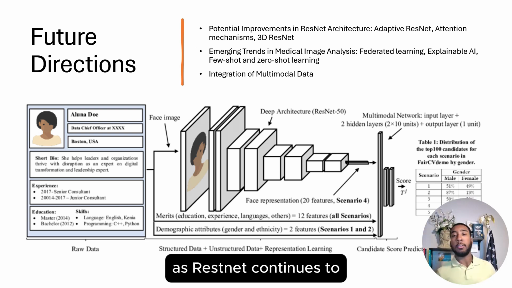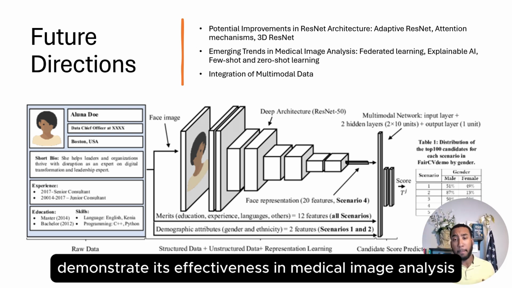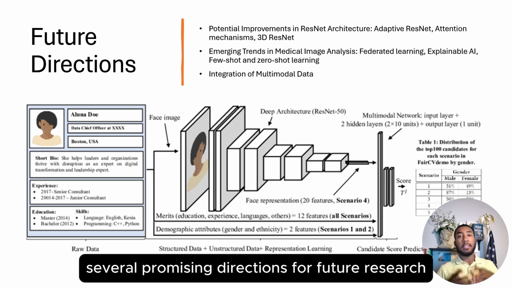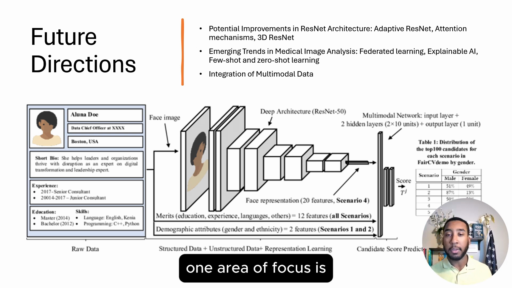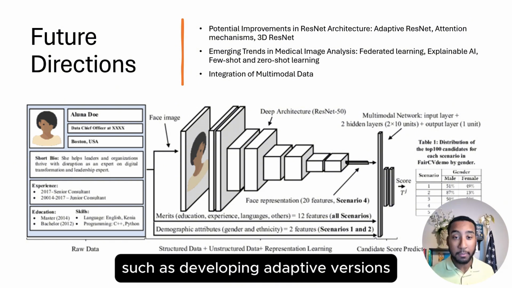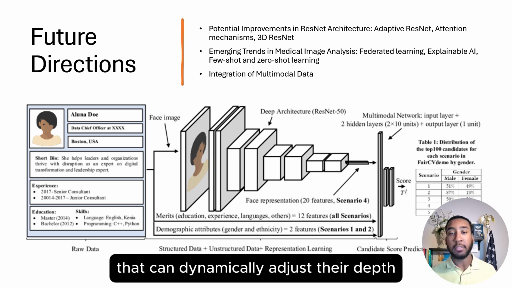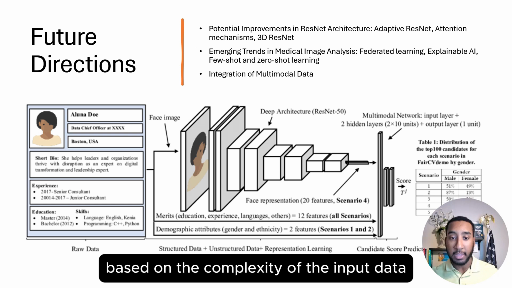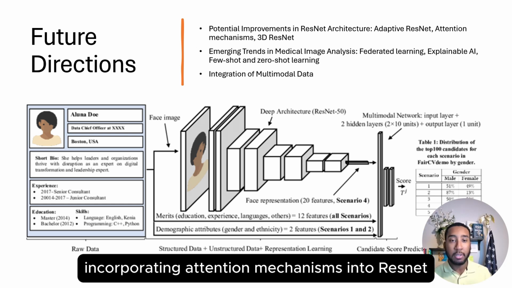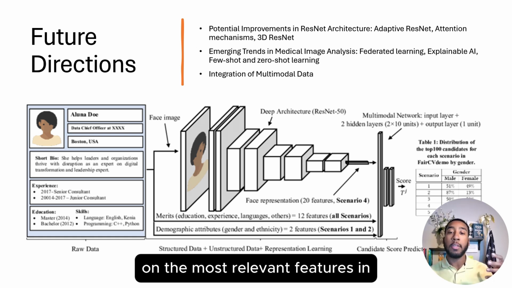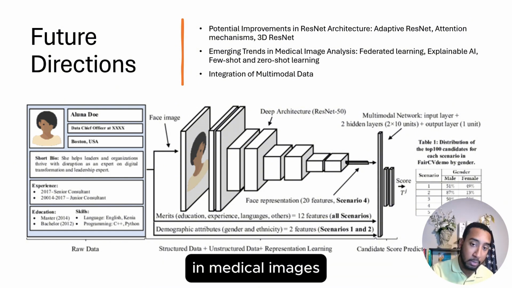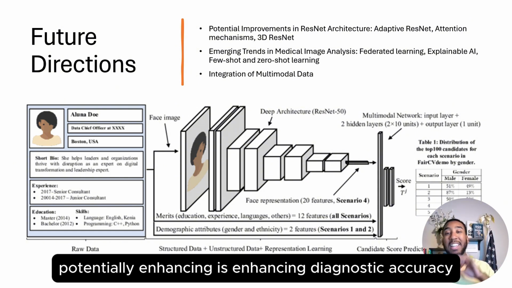As ResNet continues to demonstrate its effectiveness in medical image analysis, several promising directions for future research and development emerge. One area of focus is the potential improvement of the ResNet architecture itself, such as developing adaptive versions that can dynamically adjust their depth based on the complexity of the input data. Incorporating attention mechanisms into ResNet is another avenue that could help the model focus on the most relevant features in medical images, potentially enhancing diagnostic accuracy.